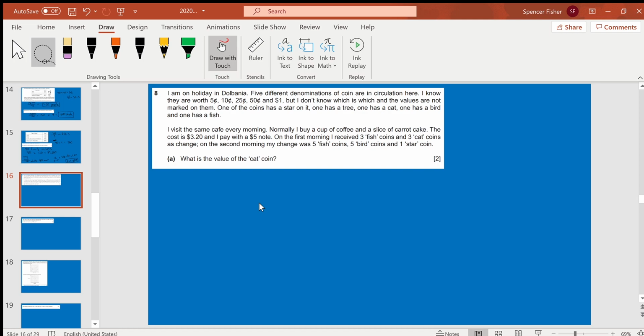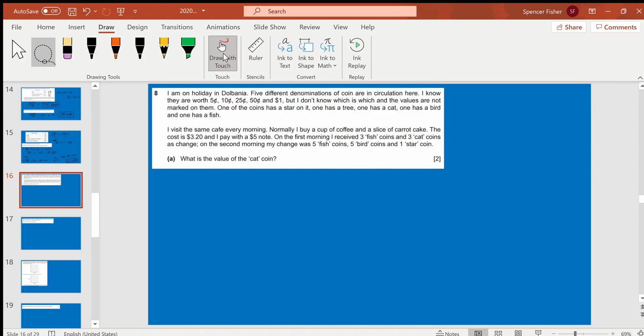Okay, here we are with number 8. So I'm not going to spend time reading through this whole problem. You can pause the video and do that yourself. So we're on holiday. There's a bunch of different coins. There's 5 different coins. Each one has a different symbol. We don't know which is which.